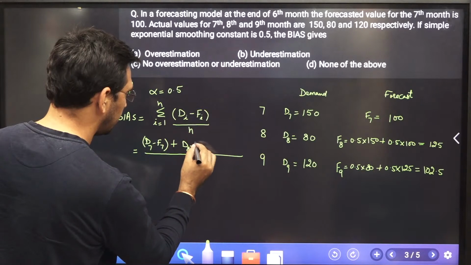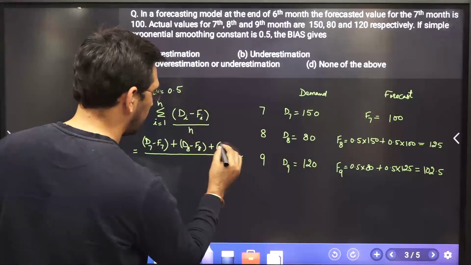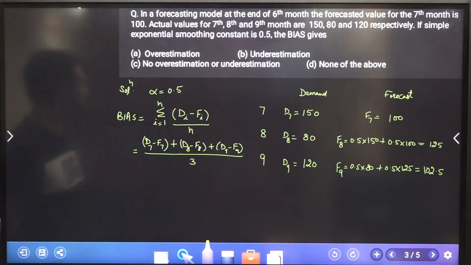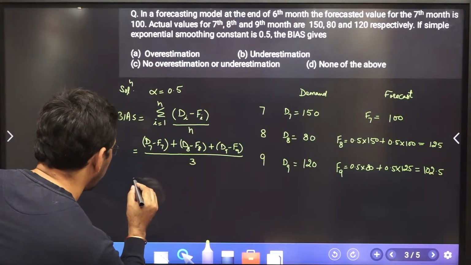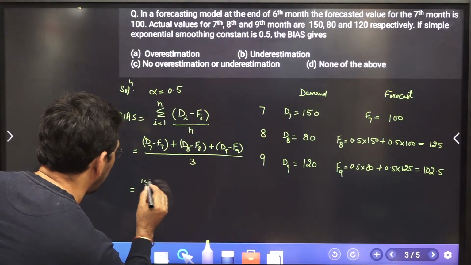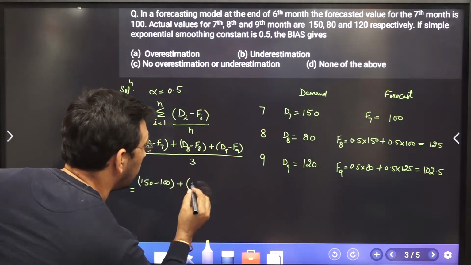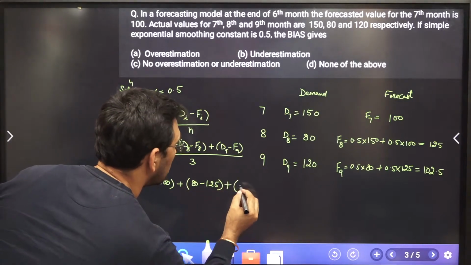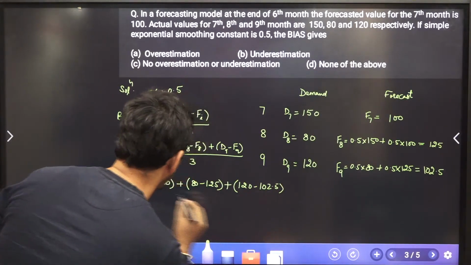minus forecast for the 8th. Plus the demand in the 9th period minus forecast for the 9th period, divided by how many observations? 3 observations. Now see the difference. Write down those values. 150 minus 100, this minus this, 50. So should I write it directly? 150 minus 100, plus 80 minus 125, plus D9, 120 minus 102.5, divided by 3.